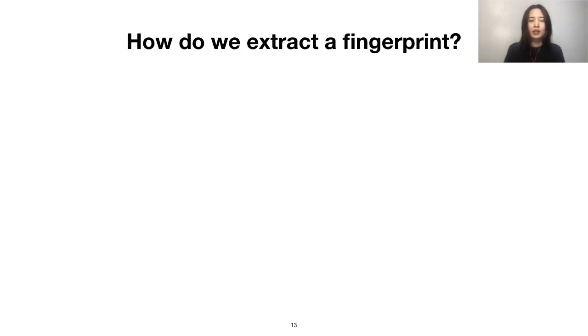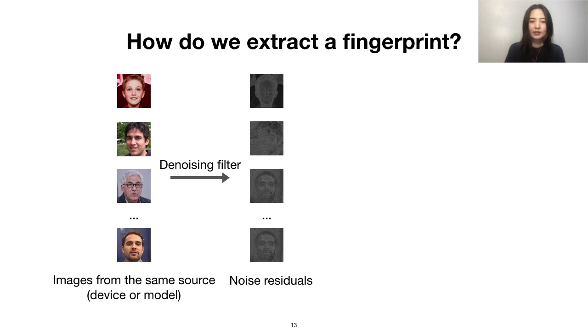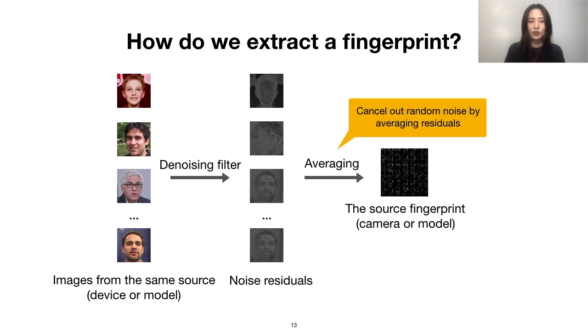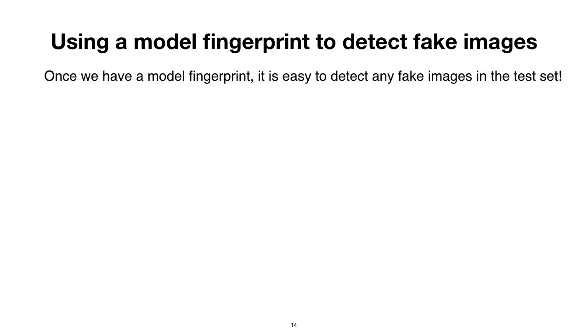Before we go further, let me explain how we can extract fingerprints from images. To do this, we need a set of images from the same source, be it camera or model. Next, for each image, we extract the noise residue which suppresses high-level content. We can then average these residues to cancel out random noise, leaving us the final fingerprint for the model or the camera. Once we have a model fingerprint, it is easy to detect fake images from that model.